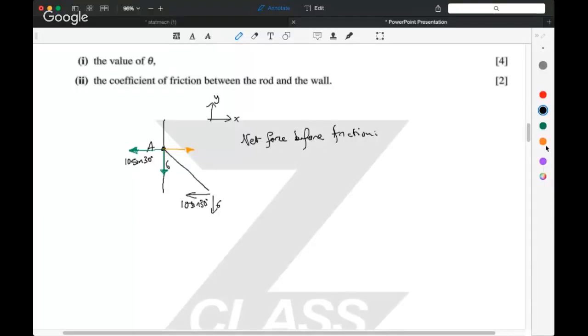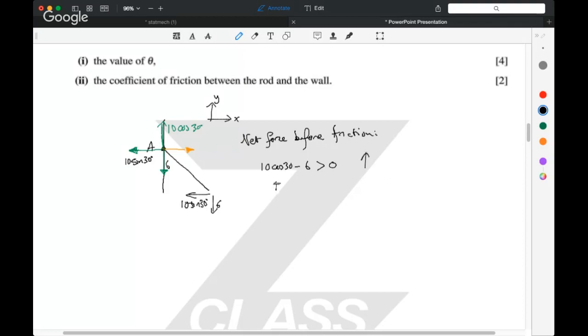Oh, oops, I forgot to add in the y component of the 10 Newton force. That's 10 cosine of 30 degrees. So the net force before friction is 10 cosine of 30 minus 6. And you will see that this is greater than 0. So therefore, the net force is moving the thing upwards.